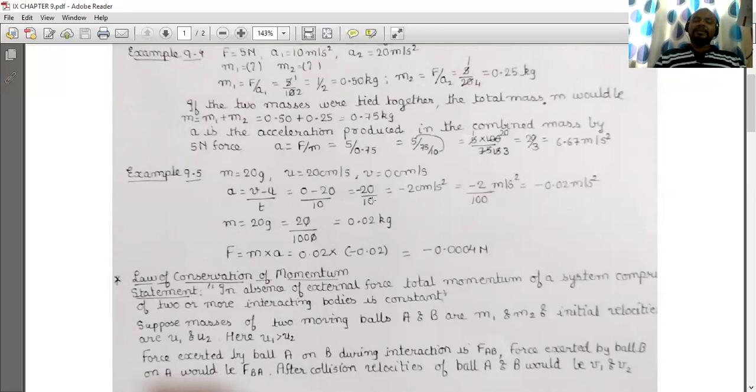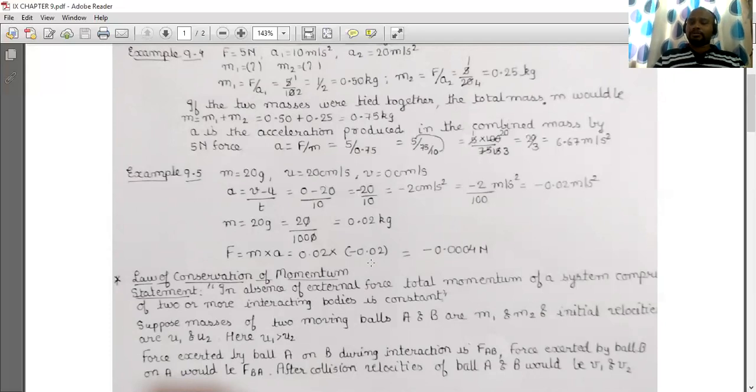The mass is given in grams. In order to convert it into kg, we will divide it by 1000. That is 20 upon 1000, which gives you 0.02 kg. The force is nothing but the product of mass into acceleration. 0.02 into negative 0.02 gives you negative 0.0004 Newton force. Here the negative sign indicates that the frictional force is applied in the direction opposite to that of the motion.